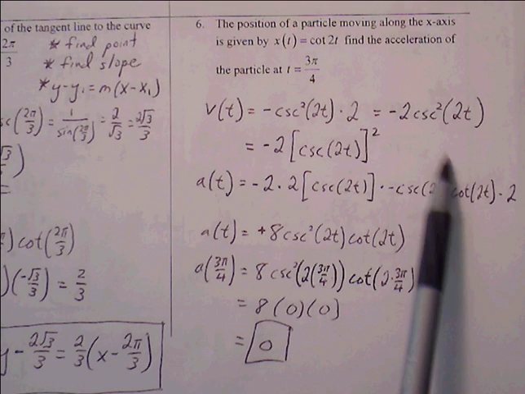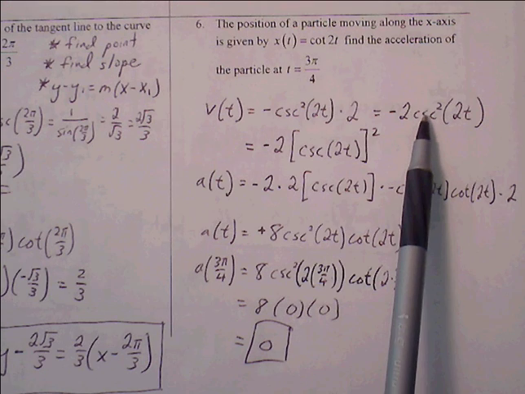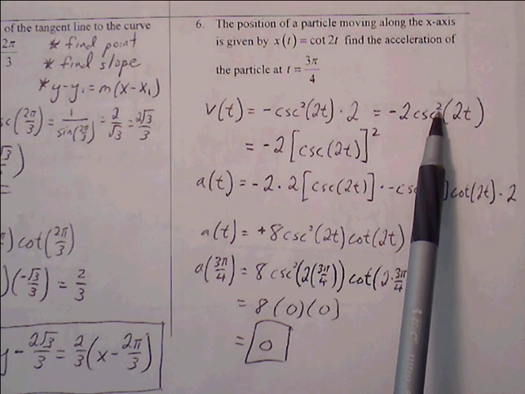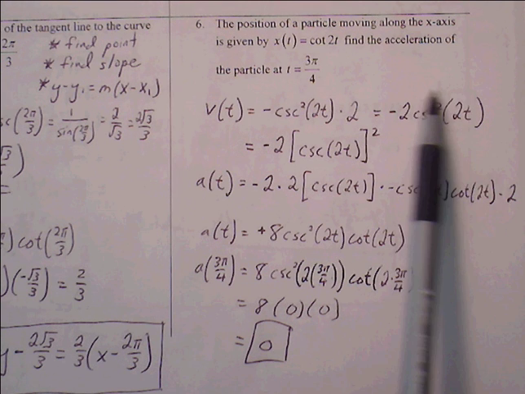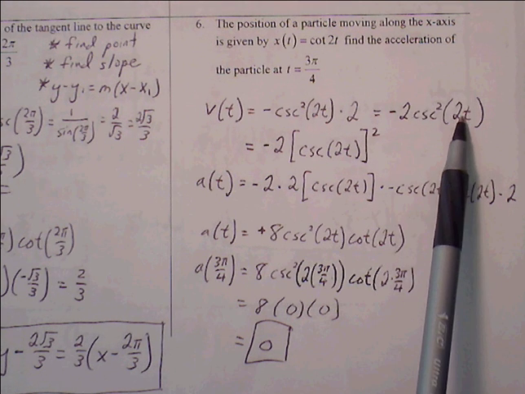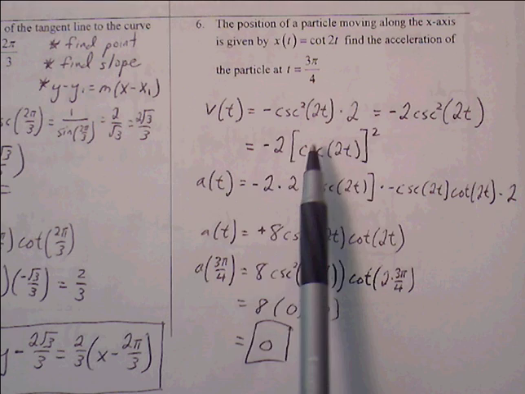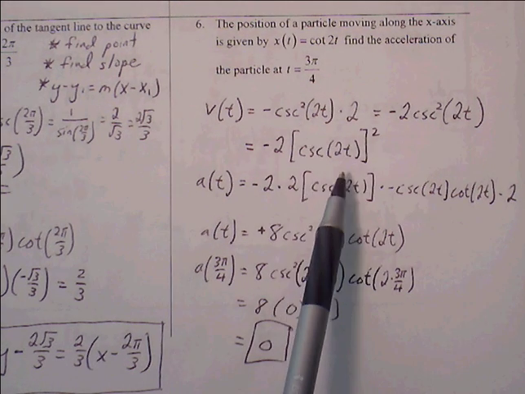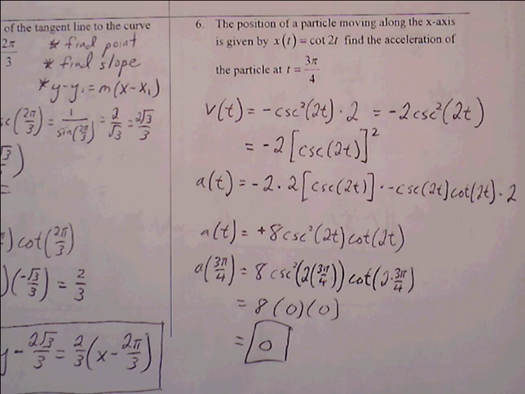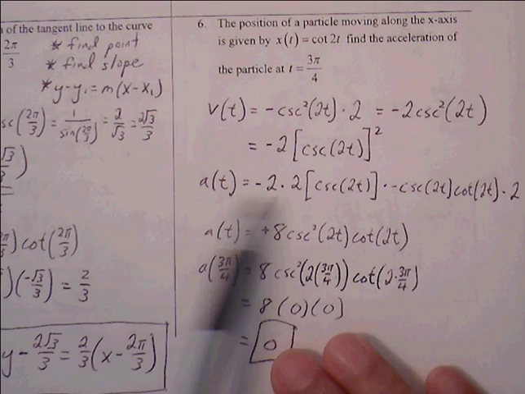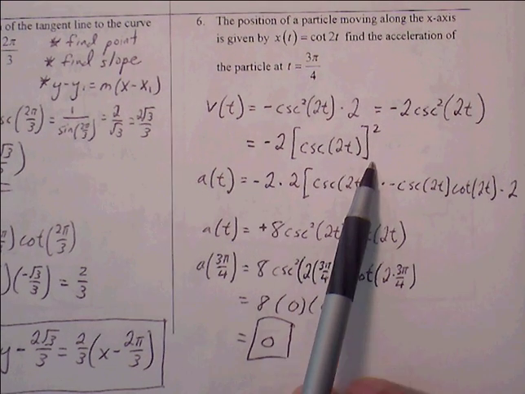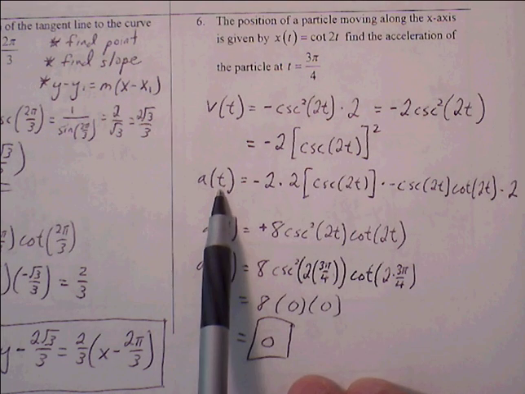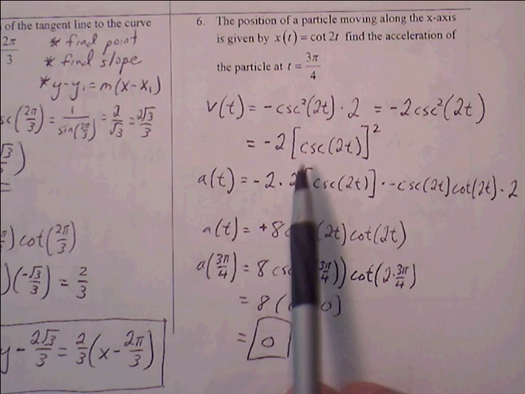Before we work our way down to the acceleration, I'm going to rewrite this because that square is really over the entire cosecant expression outside of the negative 2. So I'm going to pull the 2 out. It makes it a little bit easier to visualize the chain rule that needs to happen. All right, so now we should be ready and set to go through the chain rule to find the second derivative, which is acceleration.